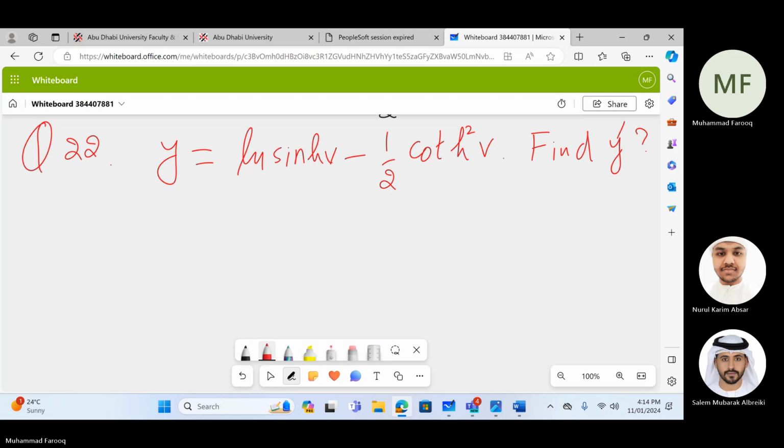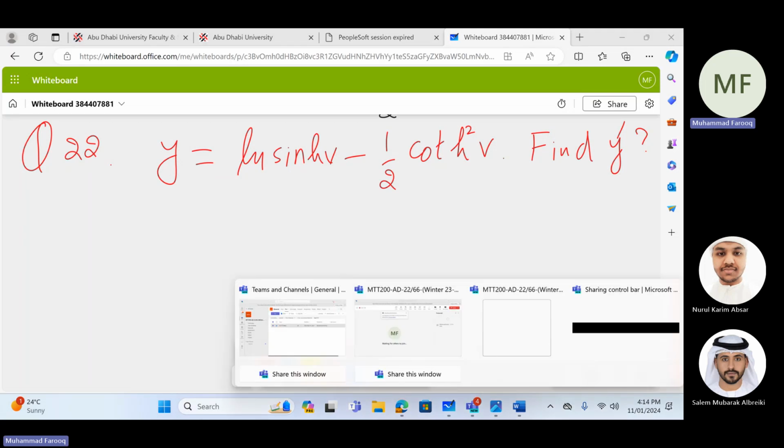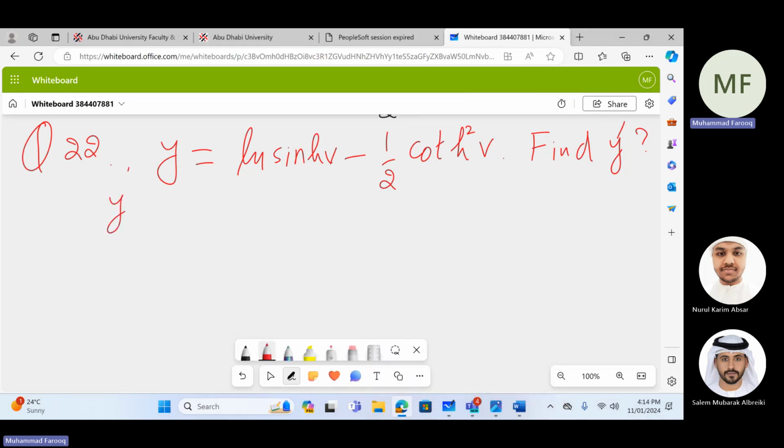In your questions, hyperbolic functions are involved and we need their derivatives. Don't worry, you have the formula sheet, so go to the formula sheet, please. I have the natural log function first, so for y prime, same thing.